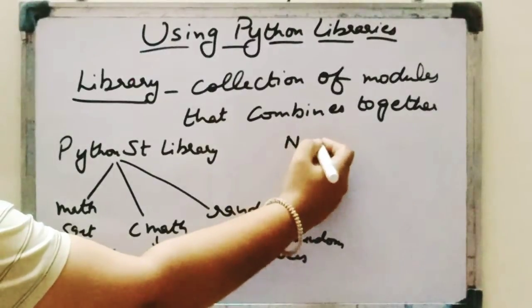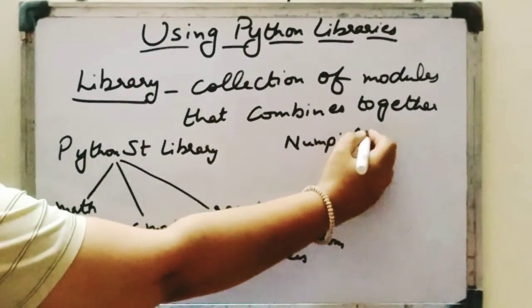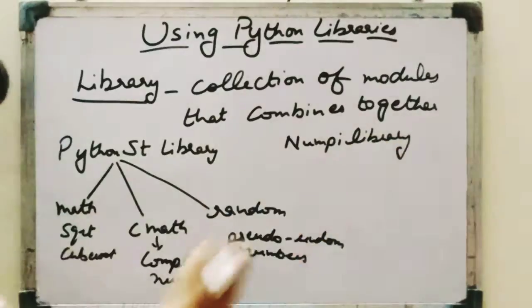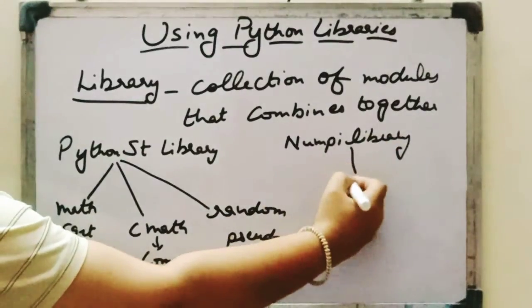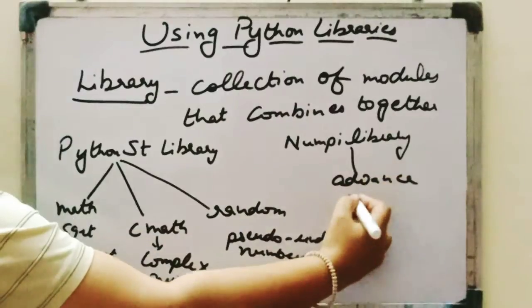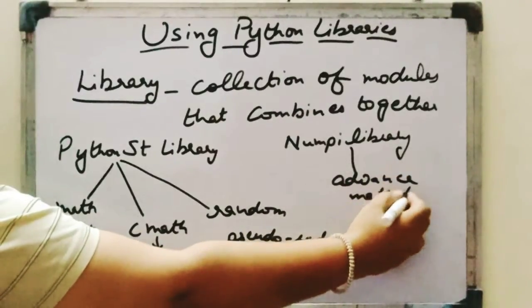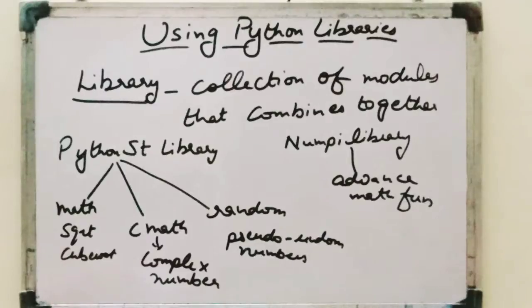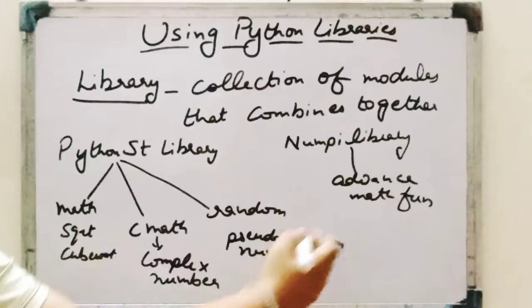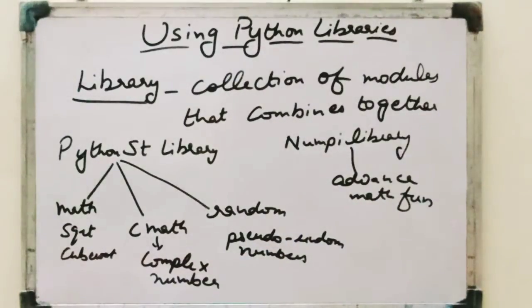Second is the NumPy library. The NumPy library is basically used for advanced math functions. In this you can manipulate and create arrays also. In this NumPy library, whatever advanced functions are there, you can do that. So these are the two libraries: very first is the Python standard library and second is the NumPy library.